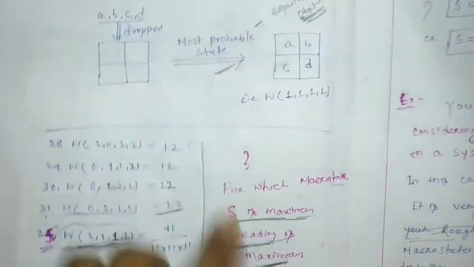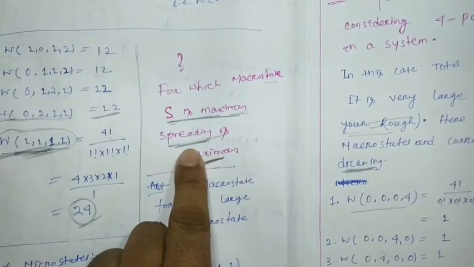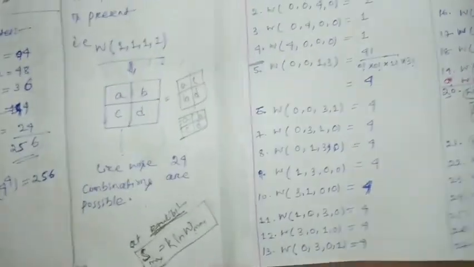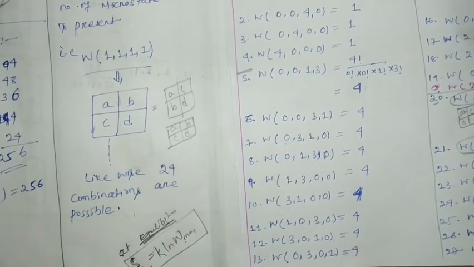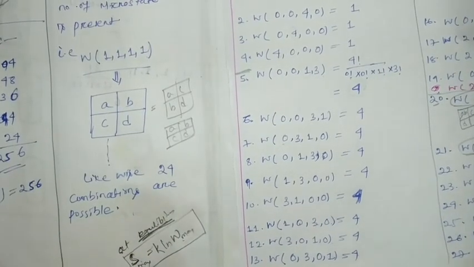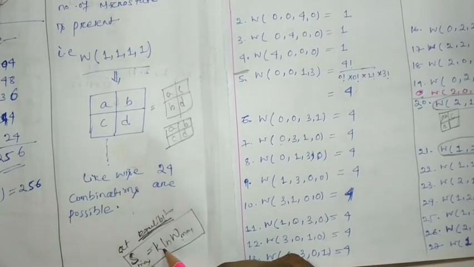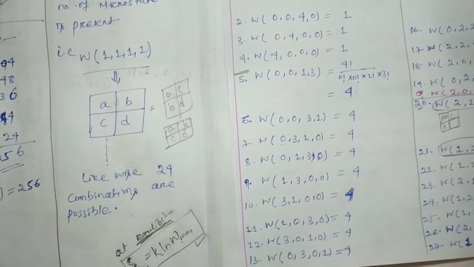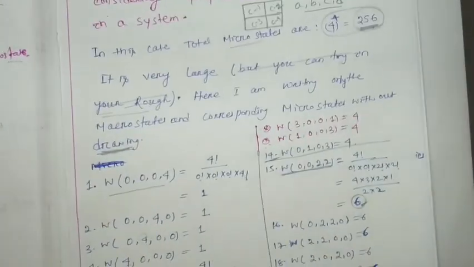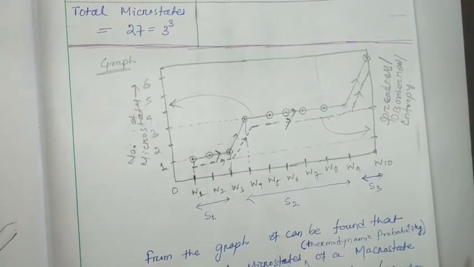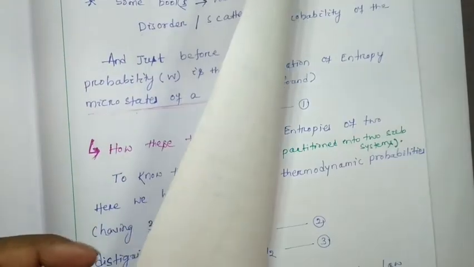At the most probable state, the spreadness is maximum. Spreadness maximum means entropy is maximum. So it can be written as entropy maximum at equilibrium, with maximum in subscript, equal to K ln W maximum. So write down the notes up to this much, whatever we have discussed.